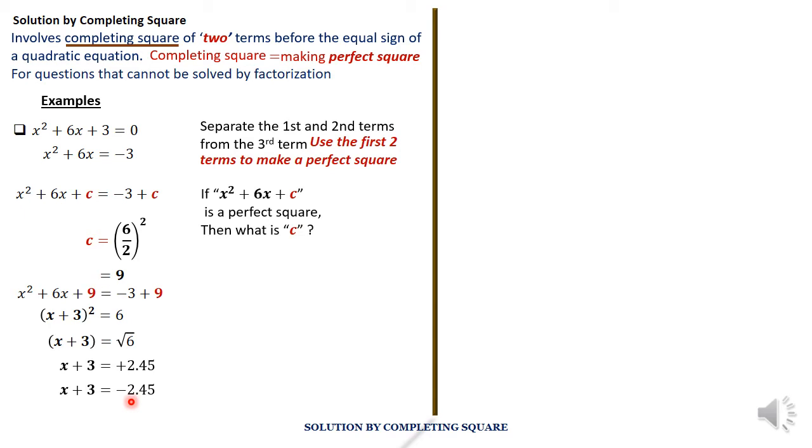Now considering the positive one, we can take the 3 to the other side so that we have it this particular way, and therefore the value of x will be negative 0.55. Or considering the negative one, we can take the 3 to the other side, which gives us an answer of negative 5.45, and therefore the values of x here are those two.